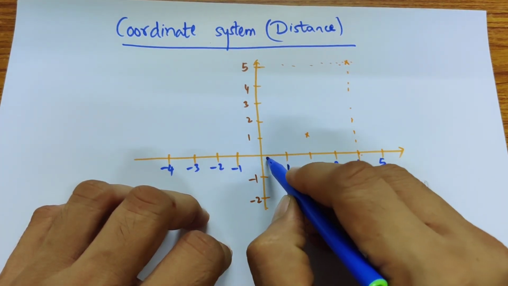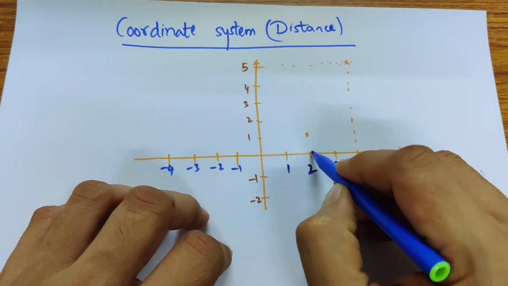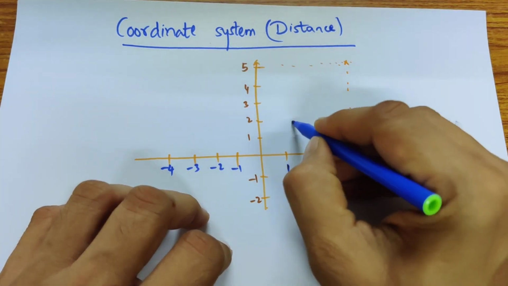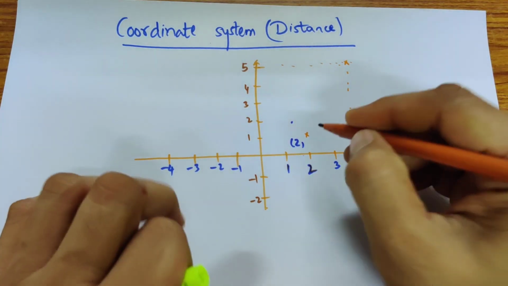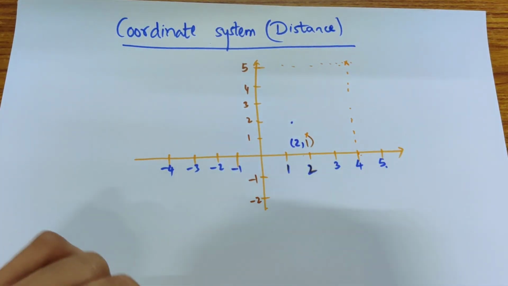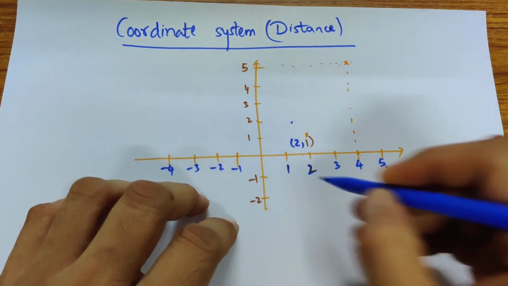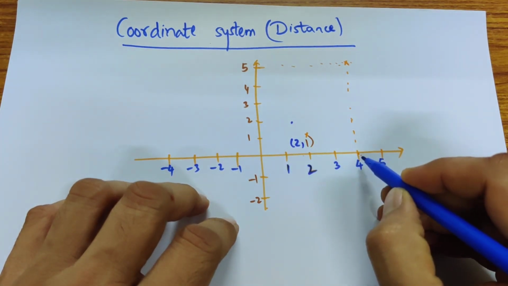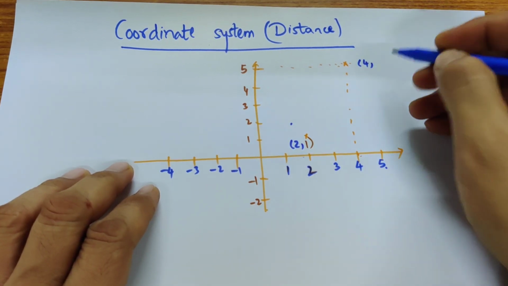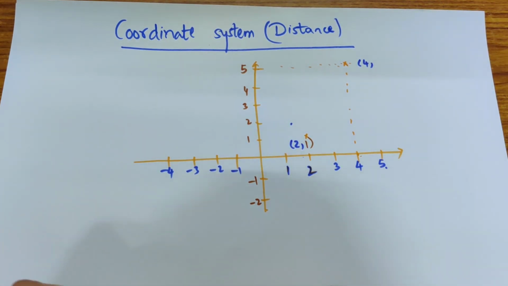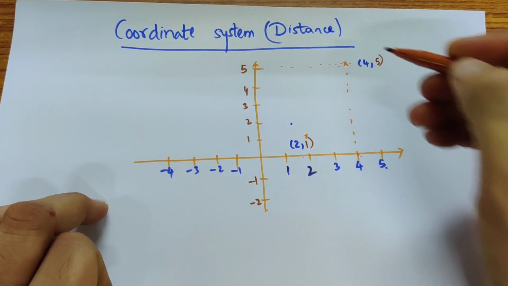So the first point is, of course, I have to go horizontal 2 and then I have to go vertical 1. So this point is 2 comma 1. And for this point I have to go horizontal 4 and then I have to go vertical 5. So this is 4 comma 5.